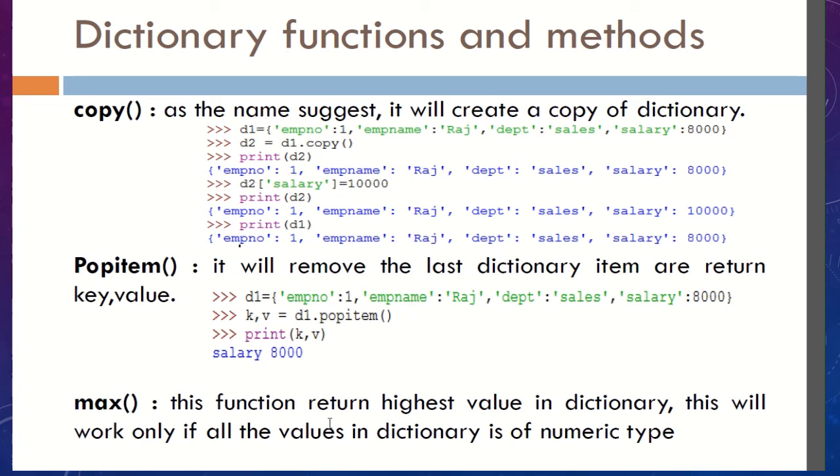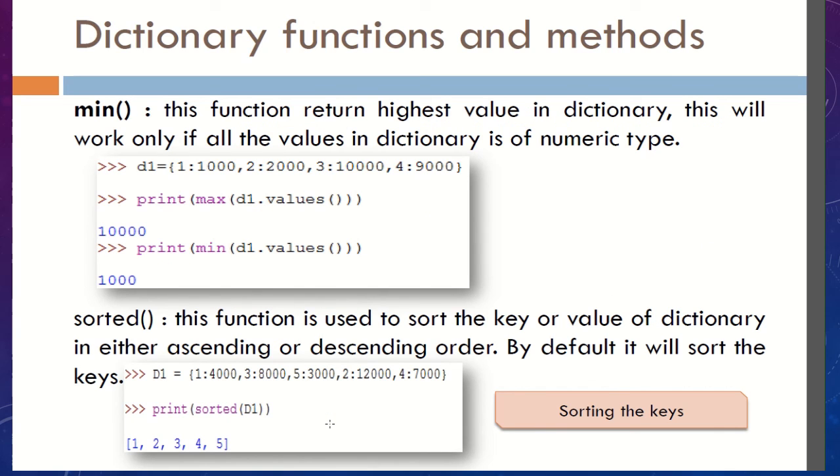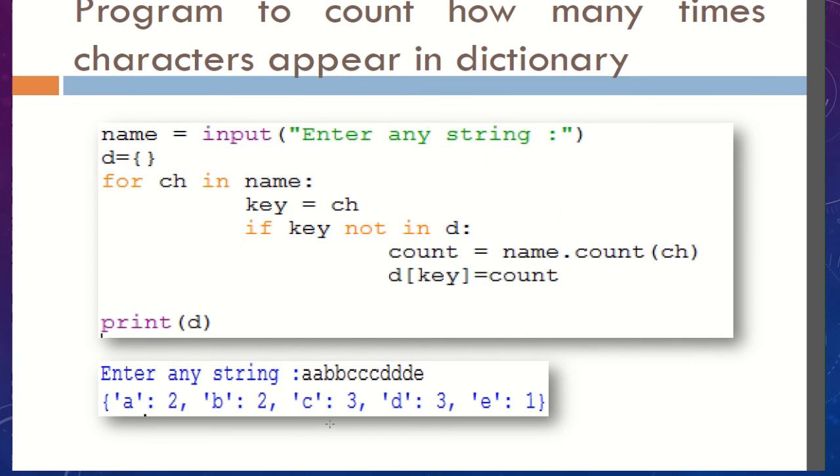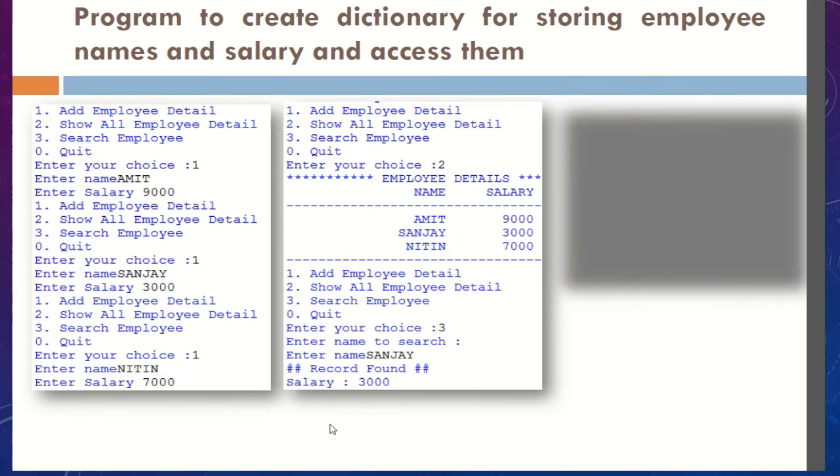Next, max. This function returns the highest value in the dictionary. Min returns the lowest value. Sorted means it will arrange the keys or values in ascending or descending order. So this is all about your dictionary.